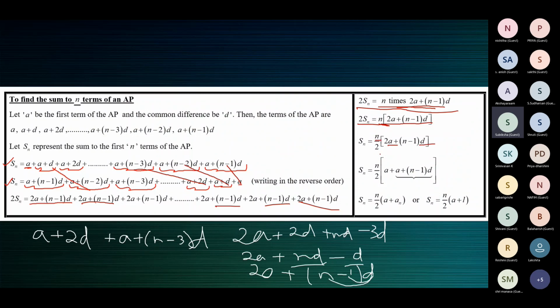If you want to find the sum of the first 50 terms of the AP, then n you should take as 50. A is the first term, d is the common difference.